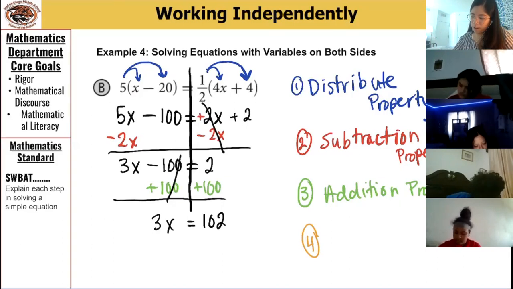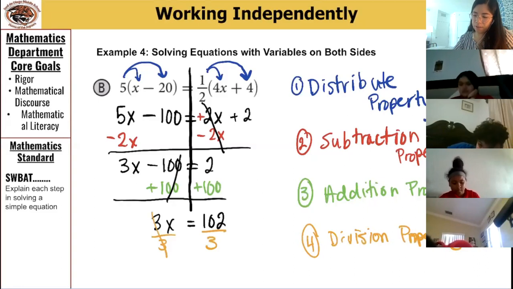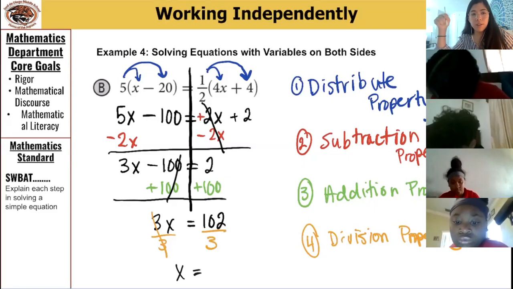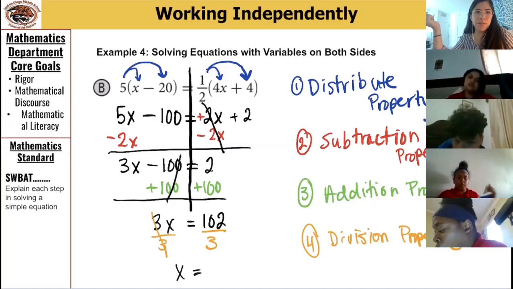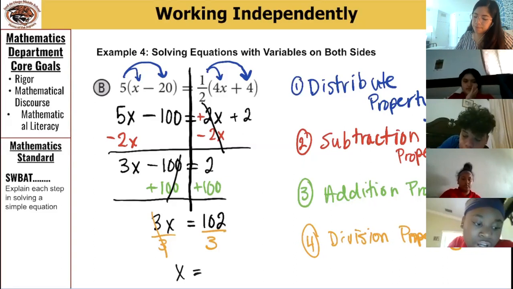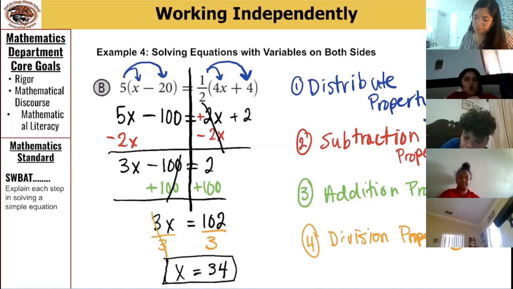Okay, and then step 4, my favorite step because it's the last step, we're going to divide. Division. Yep. We're going to divide to cancel out the 3s. And if you had this as a fraction, look again, you can actually simplify that. You can do 102 divided by 3, which is 34. And that's our answer.